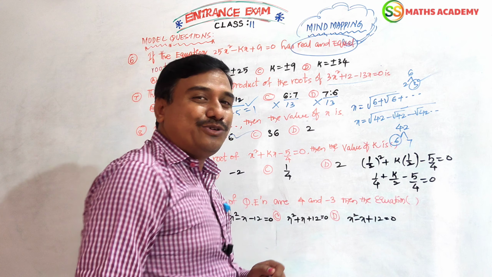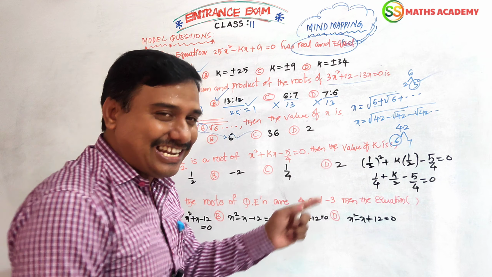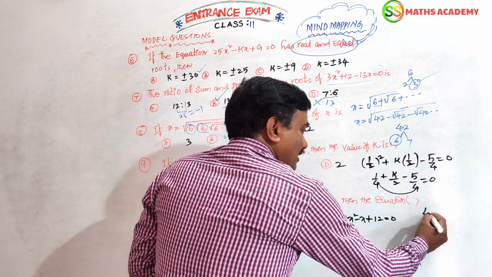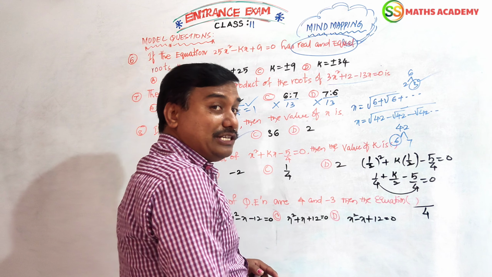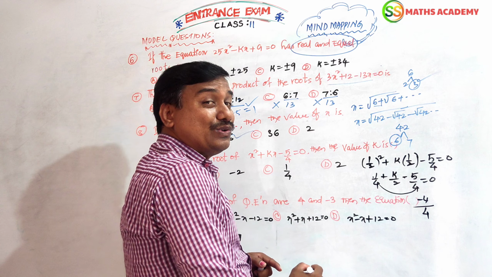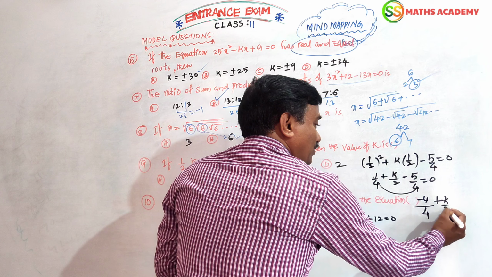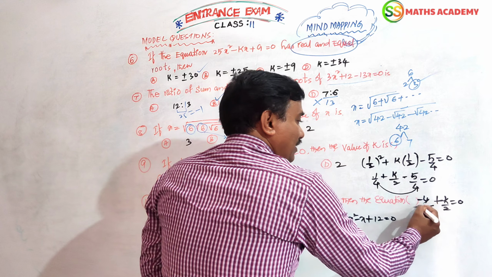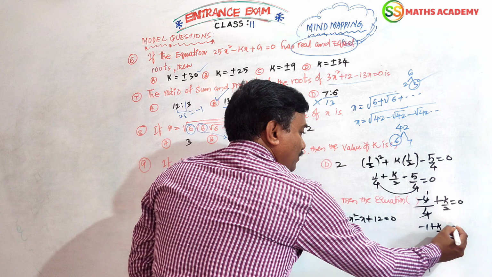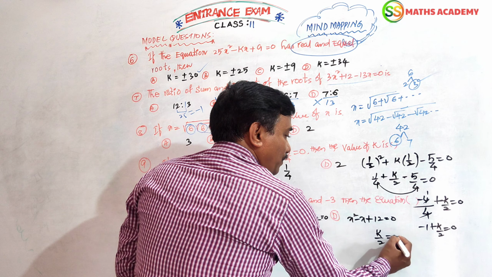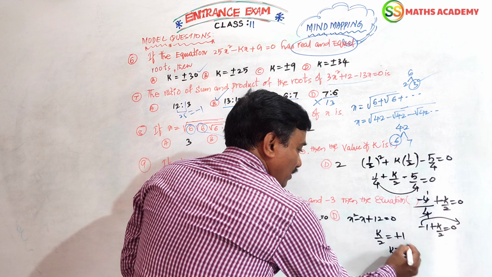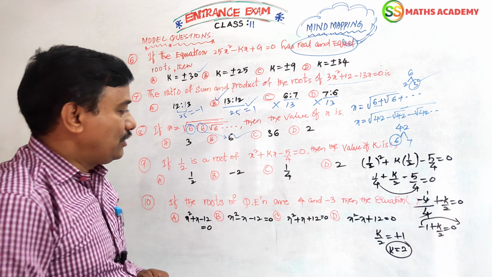Now we have to go with the 4th class concept, like fractions. These two are like fractions. When like fractions are there, the denominator is common, 4 is common. 1 minus 5 is minus 4, plus k by 2 equals 0. 4 by 4 is 1, cancel. Minus 1 plus k by 2 equals 0. So k by 2 equals plus 1. Minus 1 transfers to the right side and becomes plus 1. So k equals 2 into 1, 2. k equals plus 2.